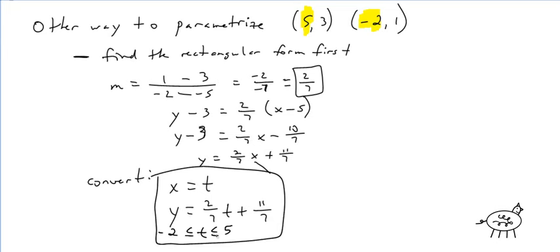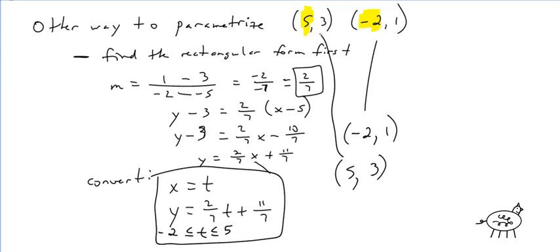So to check it, I can just plug that value of t into the equation I created. Well, of course, since x is equal to t, let's just start out with negative 2. Well, I plug it in. That's negative 2. That works out well for x. And 2 sevenths times negative 2 is negative 4 sevenths plus 11 sevenths is 1. Okay, and that's that one. And I can put a 5 in there. Well, 5 is easy. Put a 5 in there for t, I get 5 for x. And then 2 sevenths times 5 is 10 sevenths plus 11 sevenths is 21 sevenths, which is 3. And that's that one. Okay, so that is actually a really nice parametric.